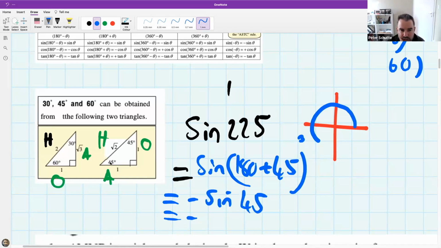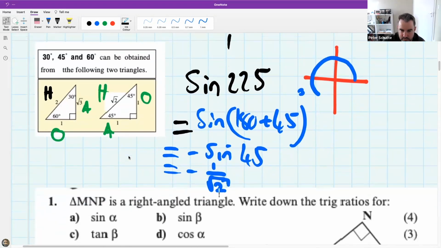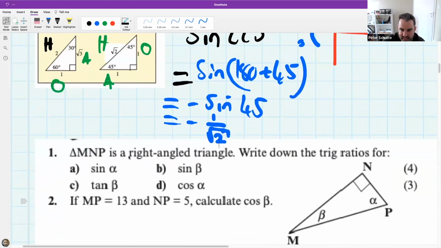So we've looked over here and we look at our special triangle and we go sine of 45 is just going to be 1 over root 2. And that is going to be that. Okay. I feel like we've got the basics of the reduction formula. And so we are okay there.